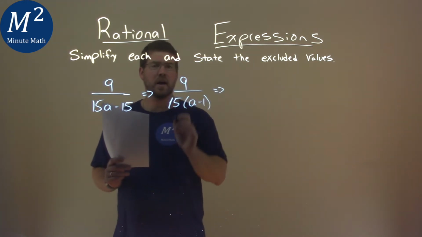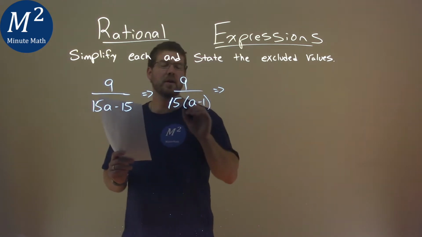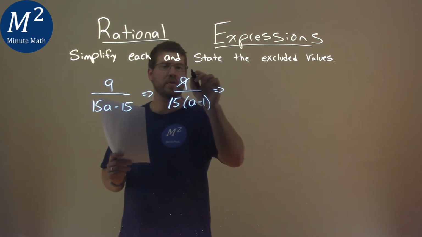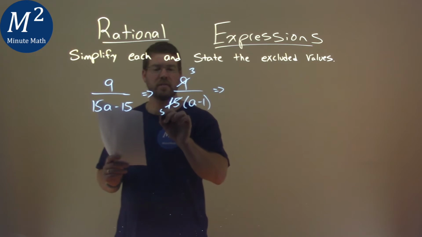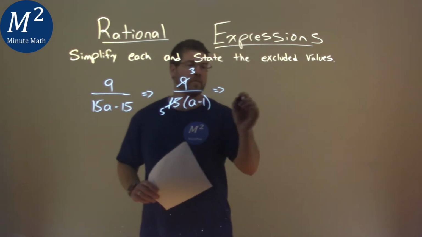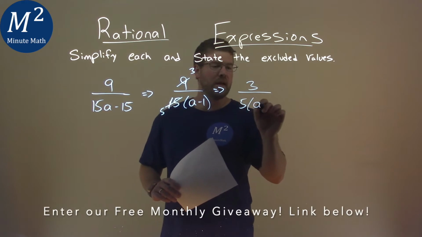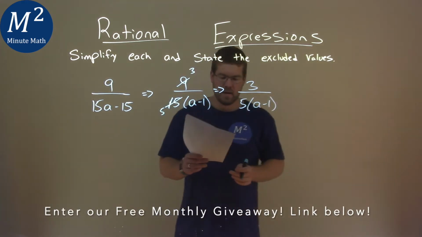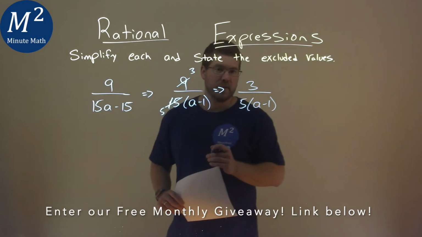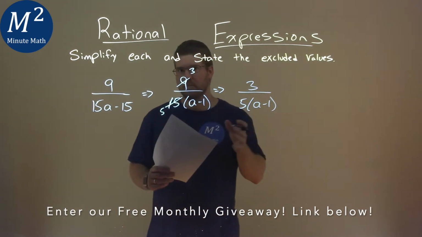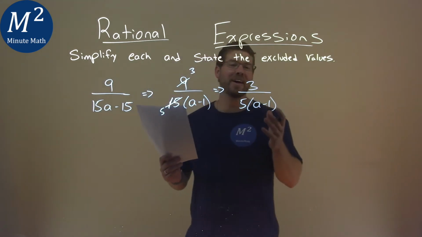Well, 15 and 9 both share a divisor. 3 goes into both of them. 3 goes into 9 3 times, and into 15 5 times. So simplifying this, we have 3 over 5 times a minus 1. And we're done with the simplification. There's really no way I can go anywhere else here.